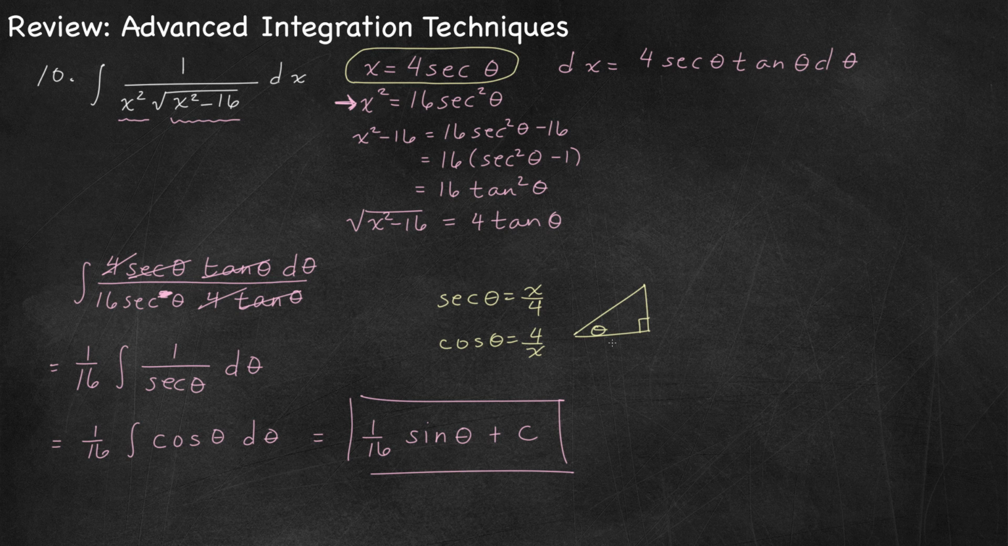So if I put theta here, the 4 goes here, the x goes here, and the other leg is hypotenuse squared minus leg squared. Okay, so 1 over 16, the sine of theta is opposite over hypotenuse, so square root of x squared minus 16 over the hypotenuse x plus c. There we go.